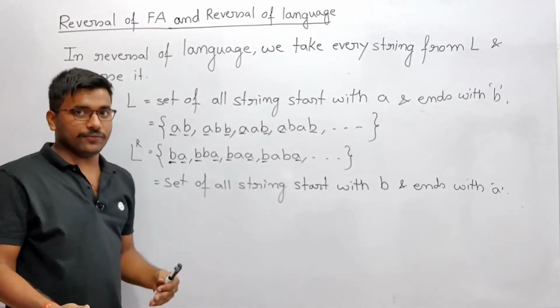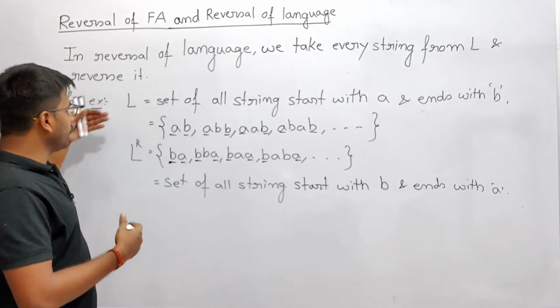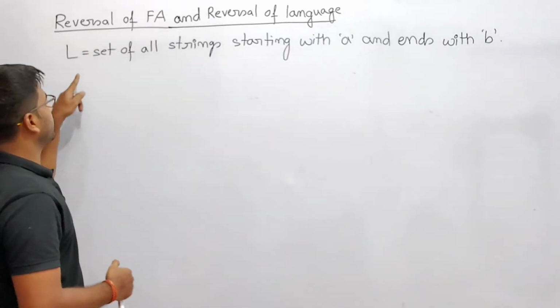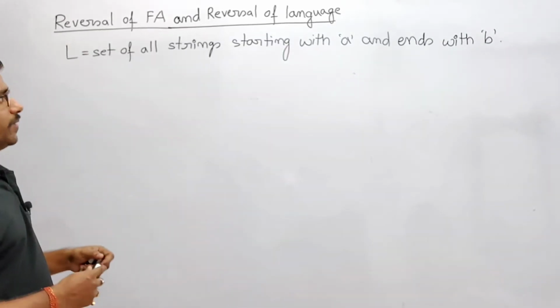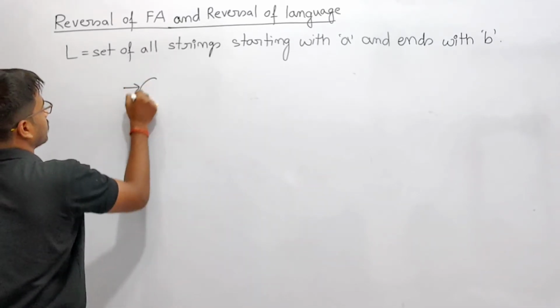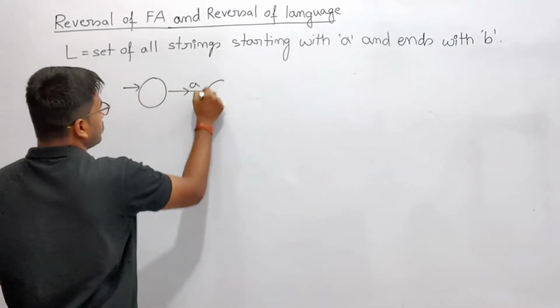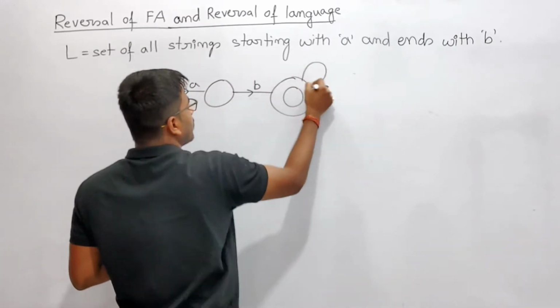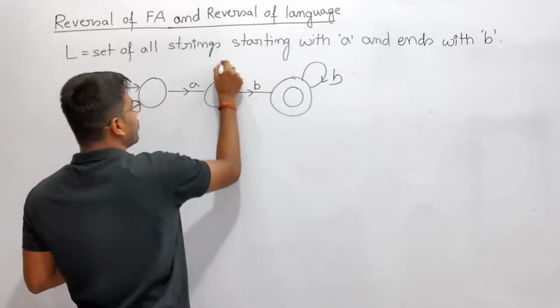Means you can apply it in NFA also. So now we will construct a finite automata, means DFA, for L. Now see, for this language we will construct a minimal DFA. Set of all strings starting with A and ending with B. Starting with A, then ends with B, accepted. Then again after getting any number of B, fine.